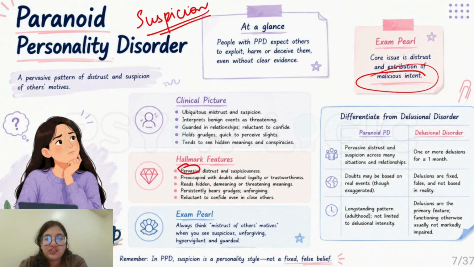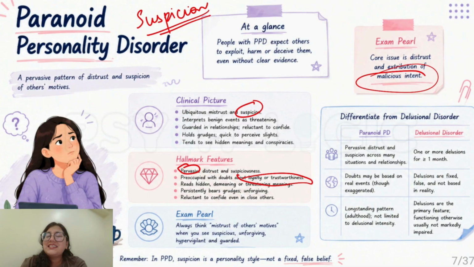They suspect others without sufficient evidence. There is usually no proof, but they still believe that people are lying, cheating, or taking advantage of them. Then they find it very difficult to trust others. Even close family members and friends are viewed with suspicion.